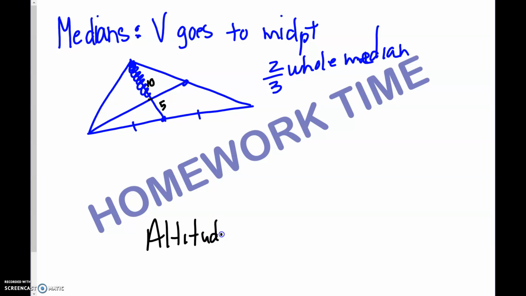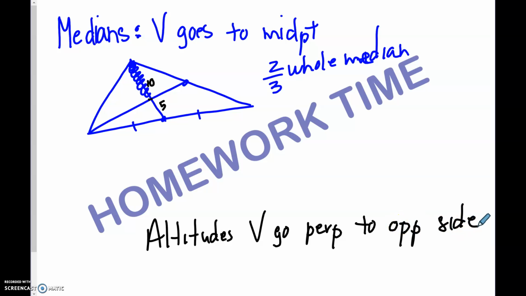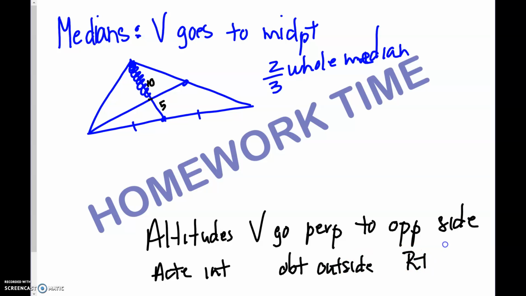Altitudes start at a vertex and go perpendicular to the opposite side. And these meet in 3 different places. For an acute triangle, it was in the interior. For an obtuse triangle, it was outside. And for a right triangle, it met at the right angle.